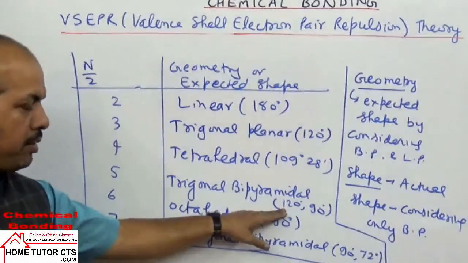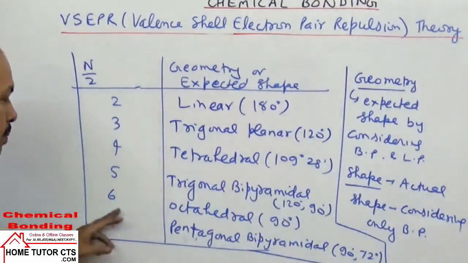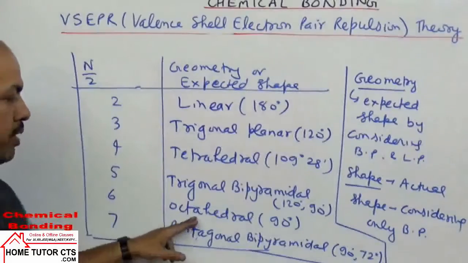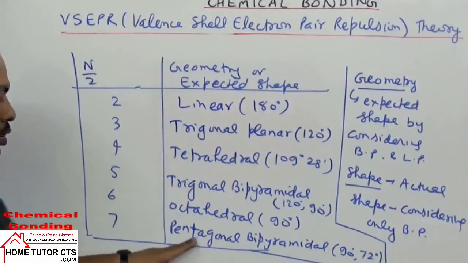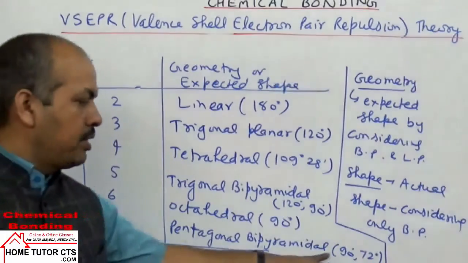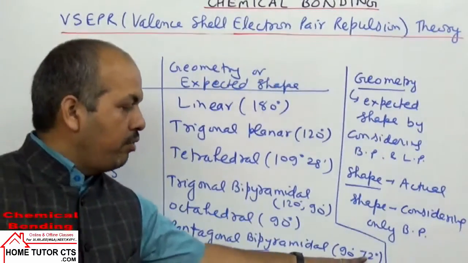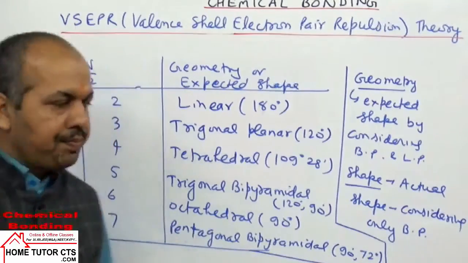आपको समझने में भी triangle दिखा के. Angles are taken 120 degree and 90 degree angles. For 6, geometry is octahedral, angle 90 degree. For 7, geometry is pentagonal bipyramidal. We have angle taken 2 categories, 90 degree angles and we have other angles of 72 degree.